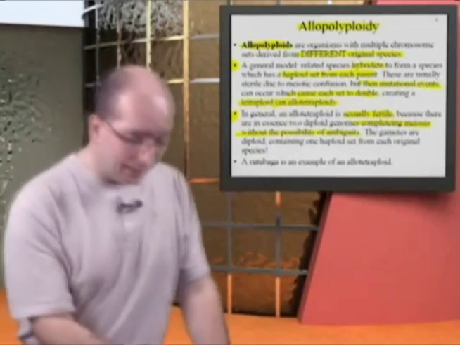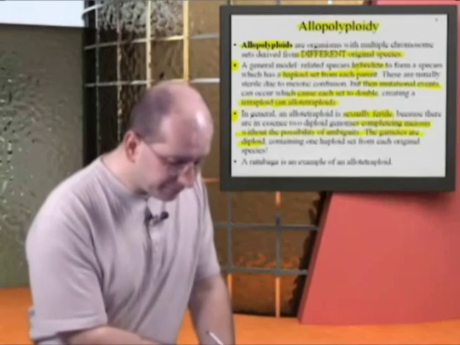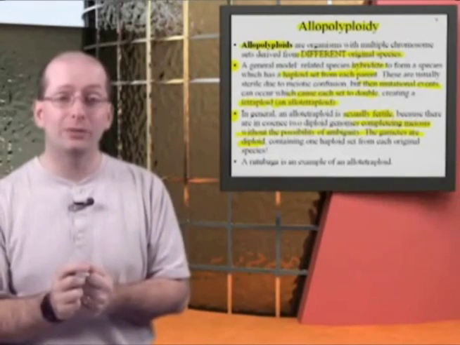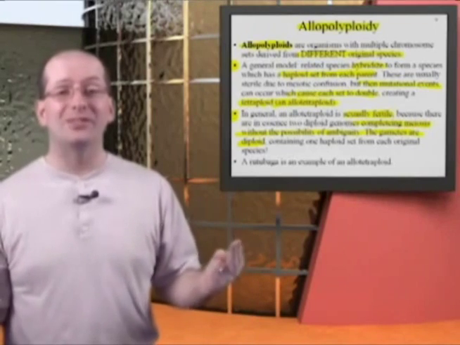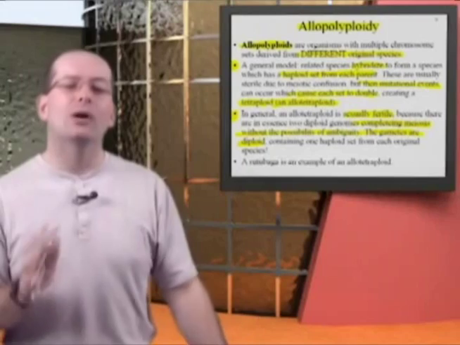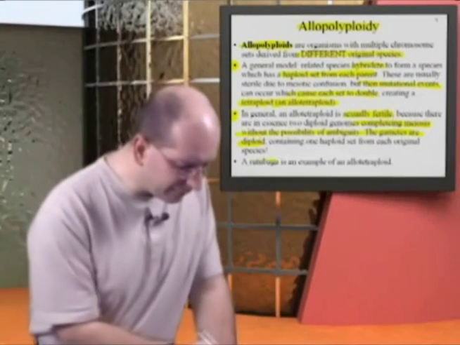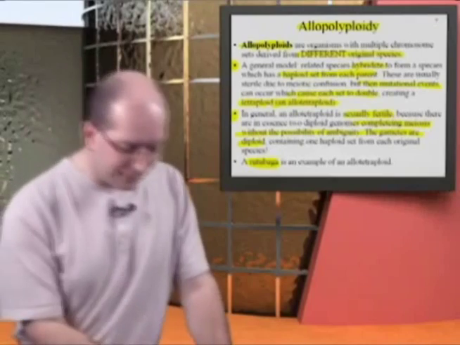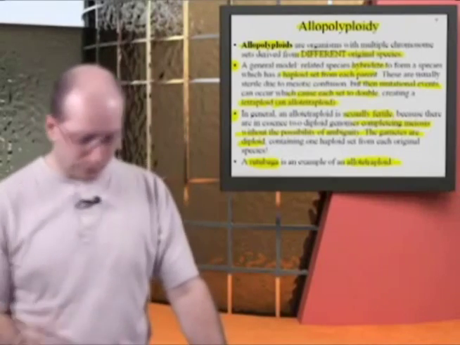All right? The gametes are diploid, containing one haploid set from each of the original species. When 2 gametes that are diploid get together, you end up with a tetraploid, right? Now, common names aren't always the best thing, but hopefully maybe you guys have heard of a rutabaga. That's an example of an allotetraploid. And we're going to go back to this picture because of all these things. Now, common names mess things up in science, guys.